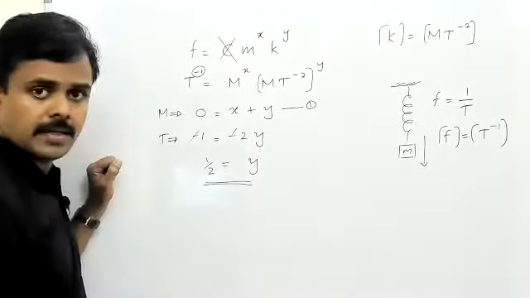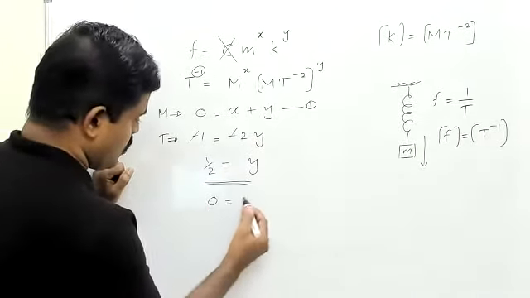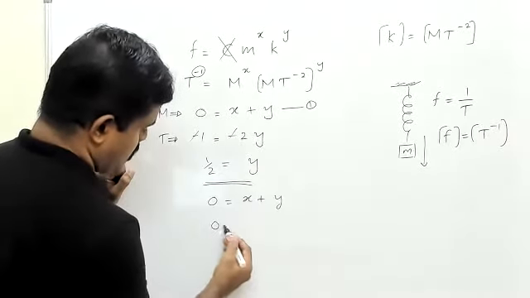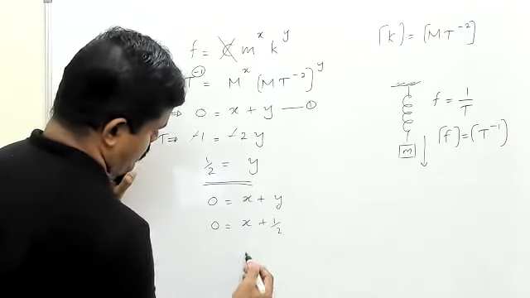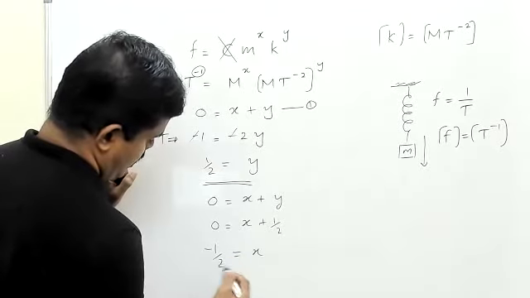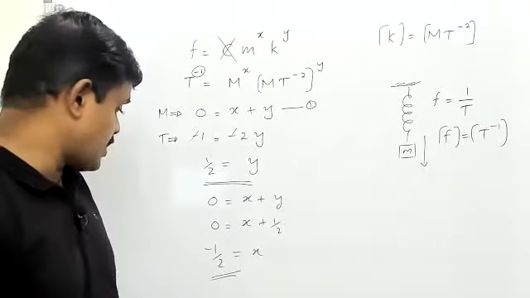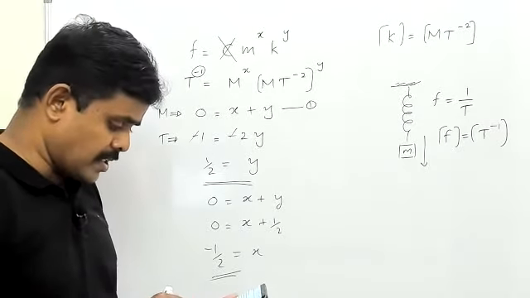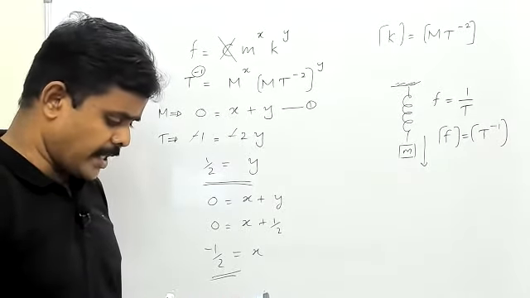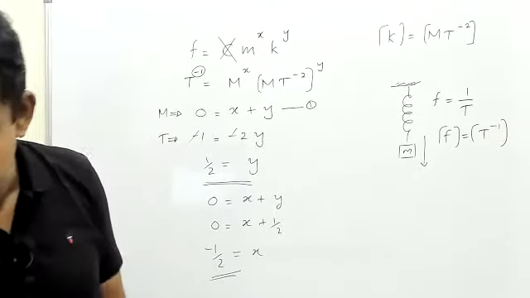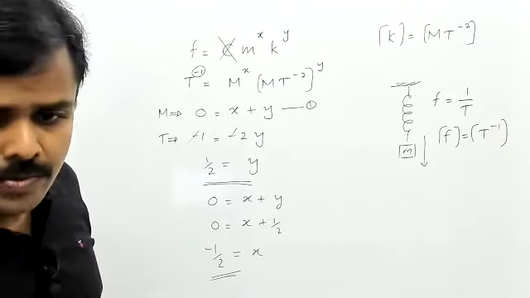I got y. I can put it in here. 0 is equal to x plus y. 0 is equal to x plus 1 by 2, x is equal to, take it over to the left hand side, minus 1 by 2. So x is minus 1 by 2, y is 1 by 2. Answer is option D. Did you understand? Minus 1 by 2, 1 by 2.